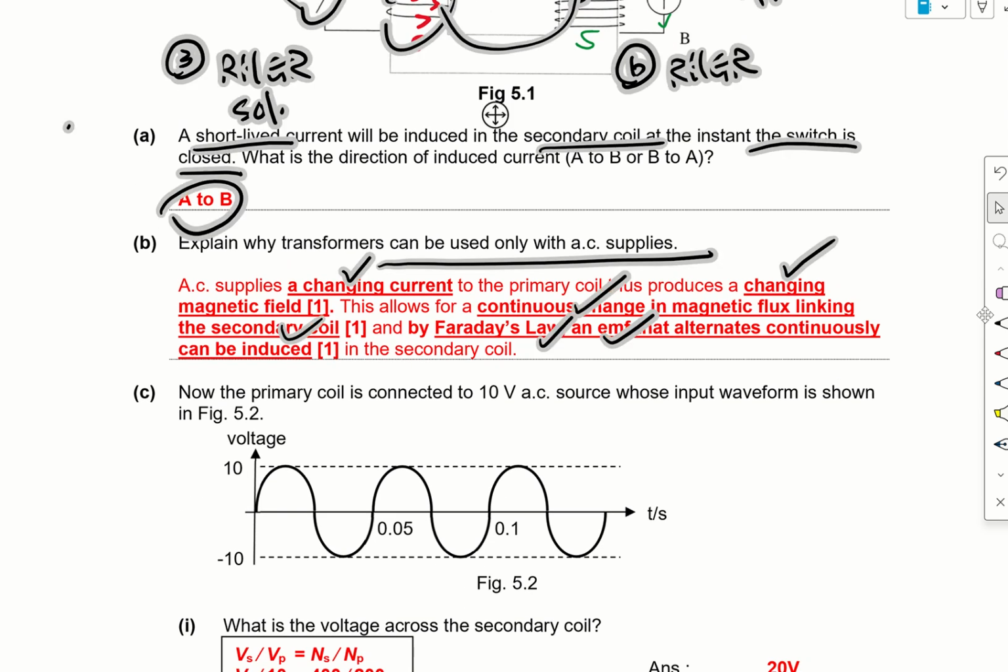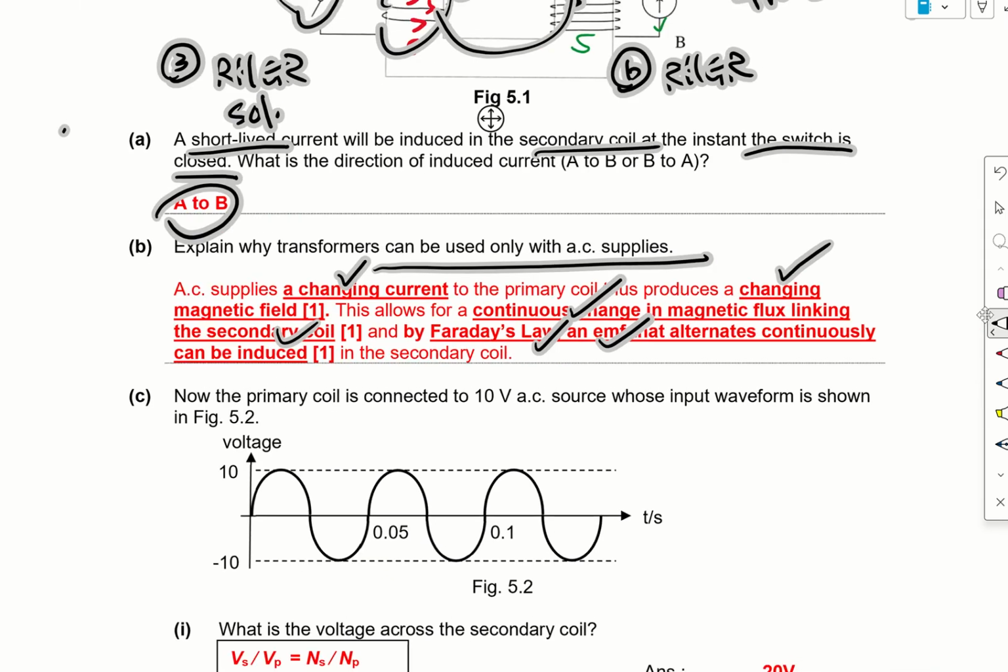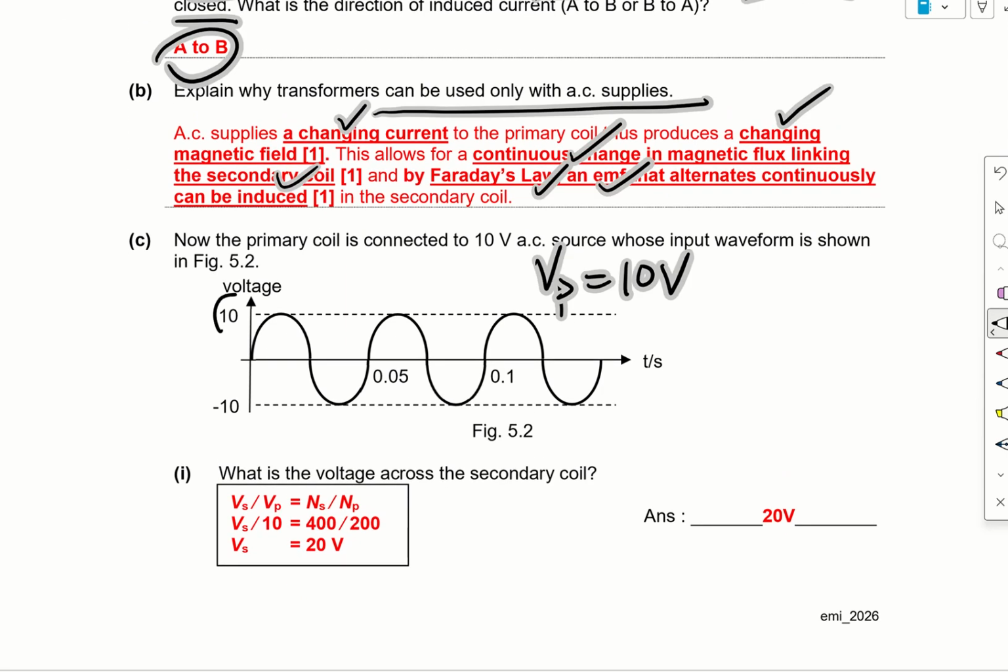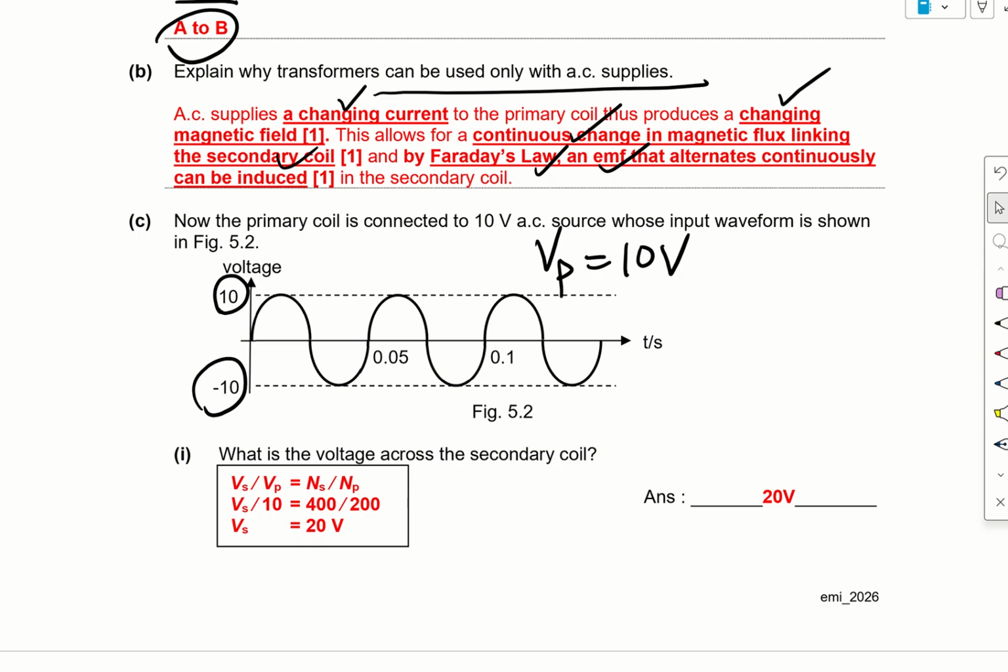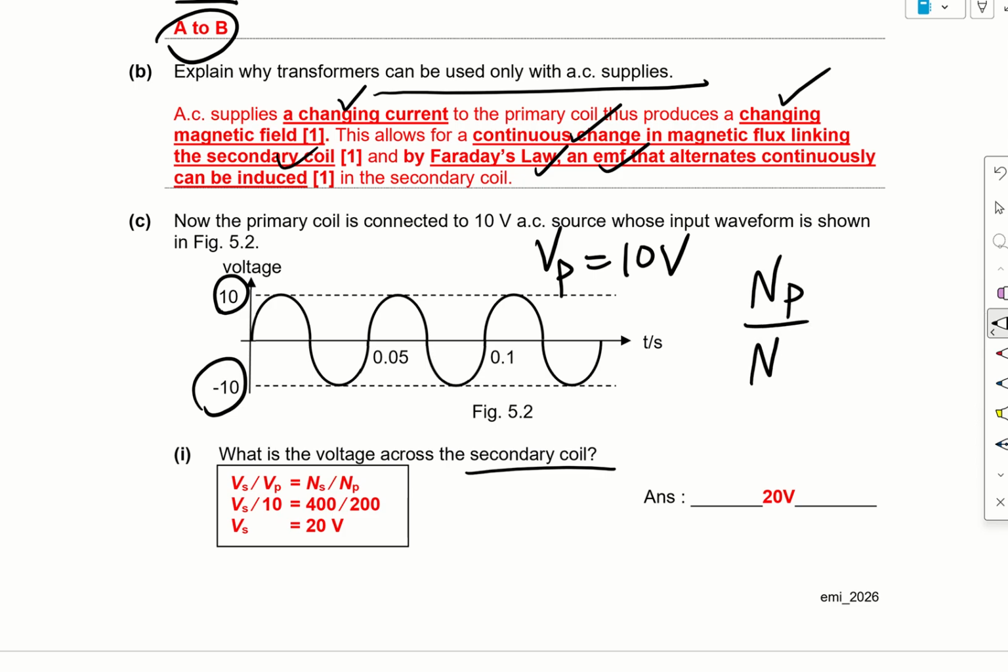Okay, now the primary coil is connected to a 10 volt AC source. So this is the VP. VP equals to 10 V, and the input waveform is shown. Okay, so it goes from 10 to minus 10. Okay, so what's the voltage across the secondary coil? So you need to apply this formula, turns ratio NP over NS equals to VP over VS.